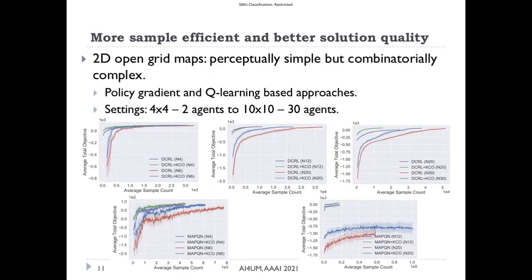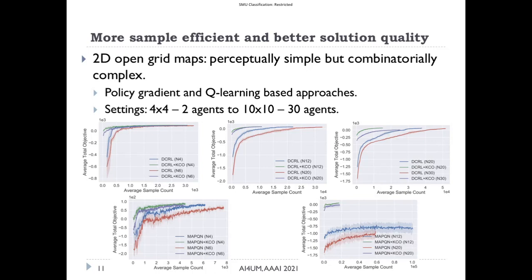We perform experiments on grid maps with various deep RL algorithms based on policy gradient and Q-learning. Grid maps look simple, but they can have a combinatorial number of paths between 2 nodes. For example, a grid as small as 10 cross 10 can have close to 10 raised to 13 simple paths. We test our framework on maps ranging from 4 cross 4 with 2 agents to 10 cross 10 with 30 agents. We plot the average total objective against the average sample count.